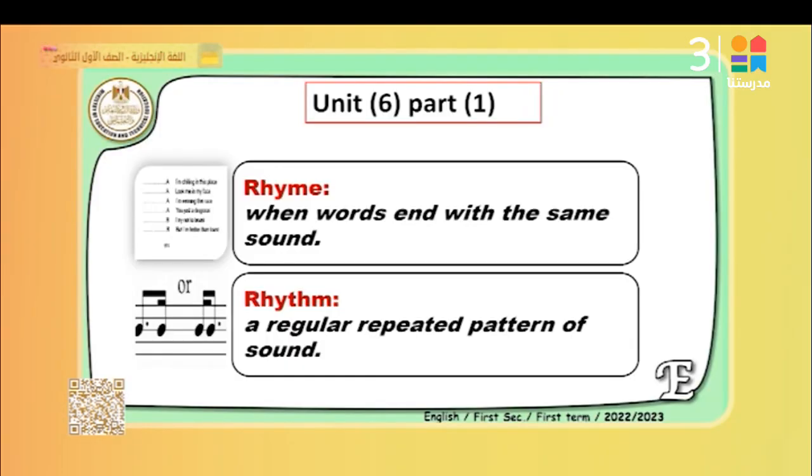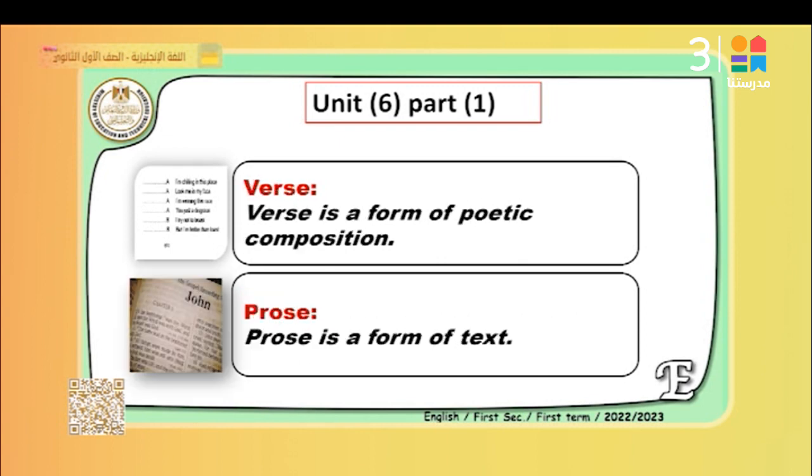What about the rhythm? As you see in the picture, it's the music in the poem. So it's a regular repeated pattern of sound. It's a regular repeated sound in the poem. So you think that the poem is going to be sung. You feel that it's a song. You feel it has music, okay? So this is the difference between rhyme and rhythm.